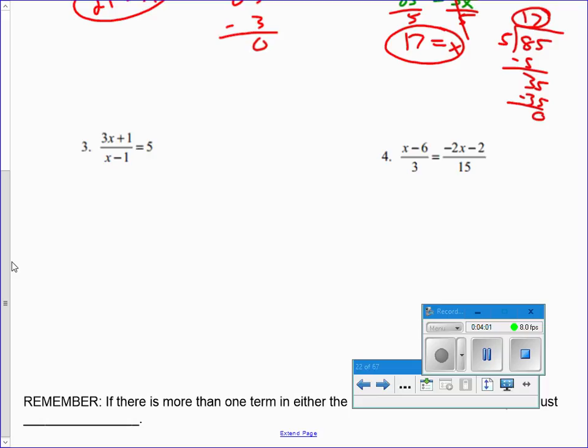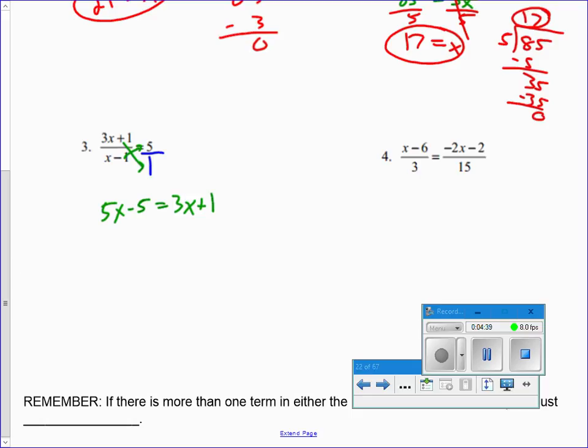The next one, number 3, gets even a little bit harder. Now we have one fraction on the left-hand side and a whole number on the right-hand side, 5. It's difficult to cross multiply when there's not any denominator. So what we can do with the whole number is put it as a fraction over 1. Then everything else will be the same. Cross multiply, remembering to distribute on both of these. So 5x minus 5 equals 3x plus 1.